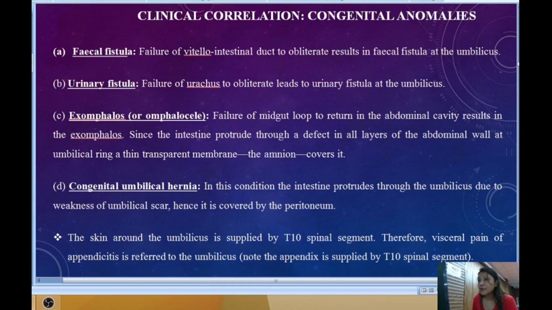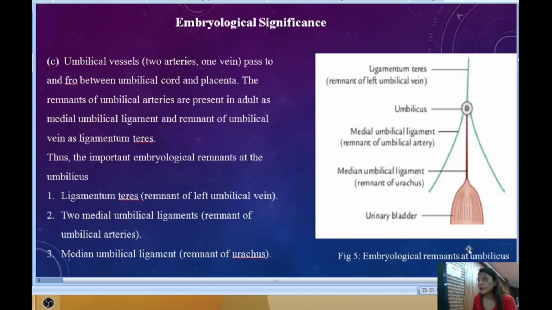Next is the urinary fistula. Failure of the urachus to obliterate leads to urinary fistula. What will happen in urinary fistula? Urine will come through the umbilicus, because this urachus is connecting the urinary bladder to the umbilicus. So if this connection doesn't get obliterated and there is a fistula, a pipe-like connection between the umbilicus and the urinary bladder, the urine from the bladder will come out through the umbilicus.